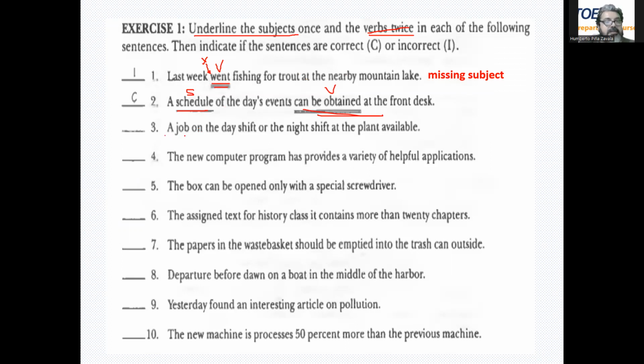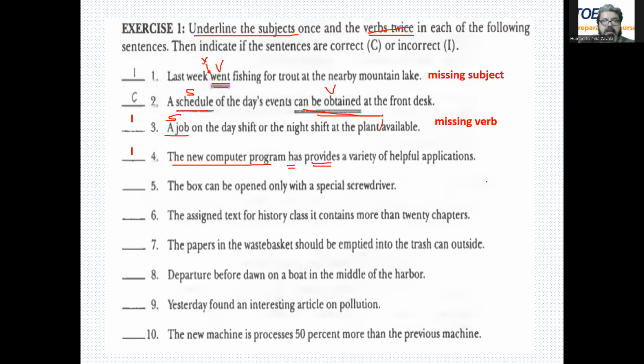We got a job on the day shift, the night shift at the plant available, right? You can see here, this is incorrect because we're missing a subject. You know, we need something here. Is available, was available, subject. The new computer program provides a variety of helpful applications.